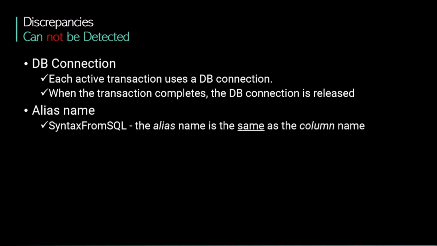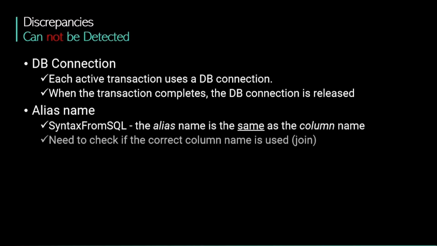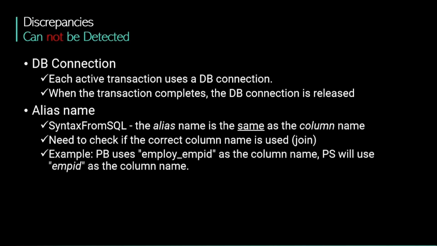Alias names, syntax from SQL. An alias name is the same as the column name. And then you need to check if the correct column name is used in a join. Notice that PowerBuilder uses the table underscore column name when you use two or more tables. PowerServer will just use the primary name emp ID.